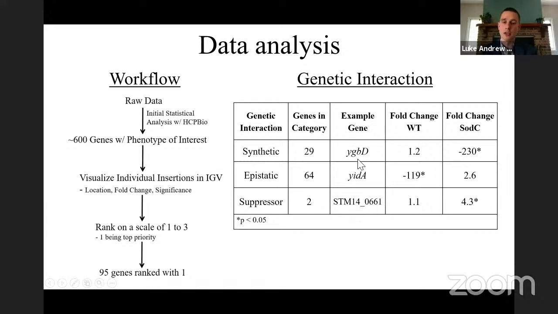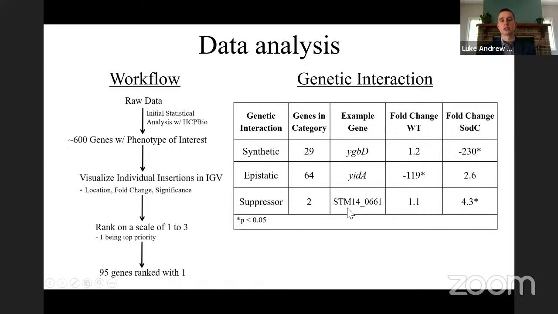One example of that is YGBD, which had no phenotype in a wild type background and was significantly attenuated in a SOD-C mutant background. 64 of those had putative epistatic interactions. An example is YIDA, which was significantly attenuated in a wild type background, but had no phenotype in the SOD-C background. And then finally, 2 of those had a suppressor phenotype.